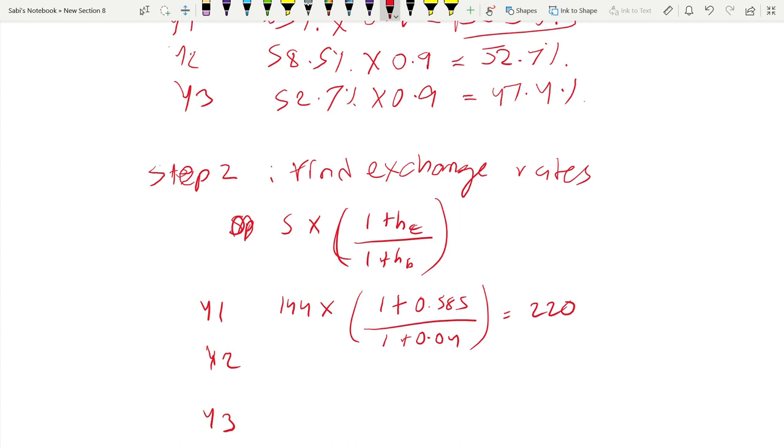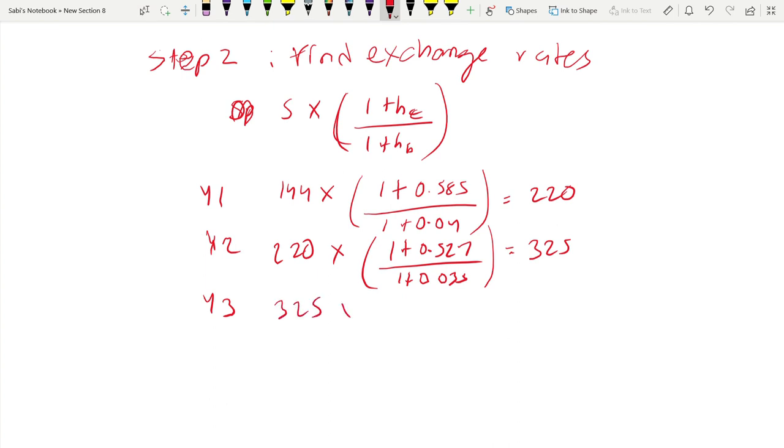Using that 220 as the spot rate, then 1 plus 0.527 divided by 1 plus 0.035, which will be 325. Then for the third year, 325 multiplied by 1 plus the inflation of this, which is 0.474, divided by 1 plus 0.03, which equals 465. So this is how you calculate the exchange rate using inflation rate.